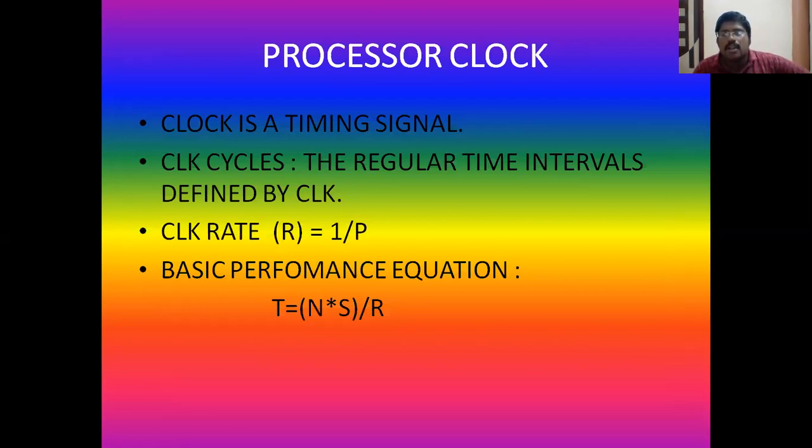If you give a large frequency, then the time period is going to be less. That means it will perform the operations in very less time. If the frequency is less, then the time period is going to be more. That means it will take a lot of time to execute the given task. So that is about the processor clock.